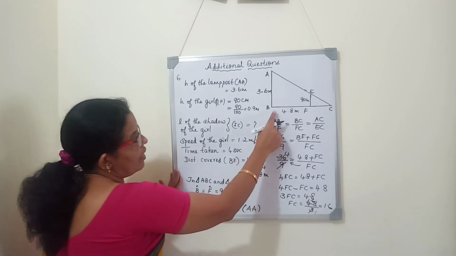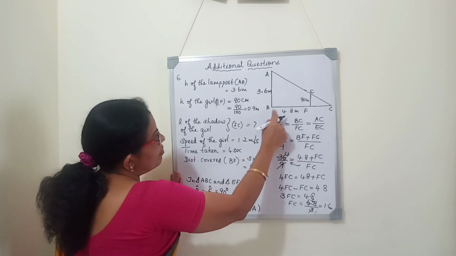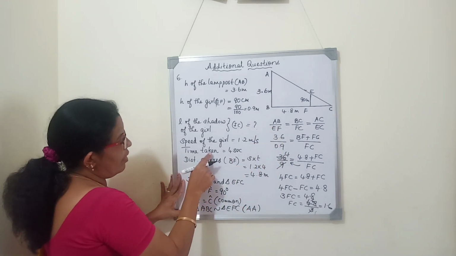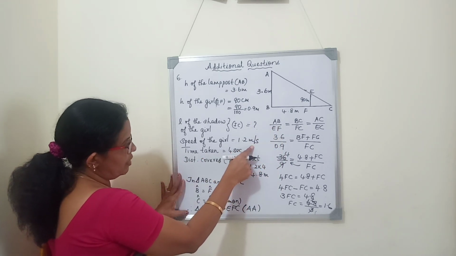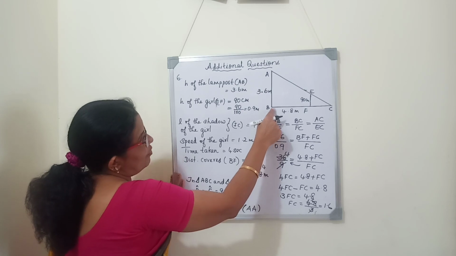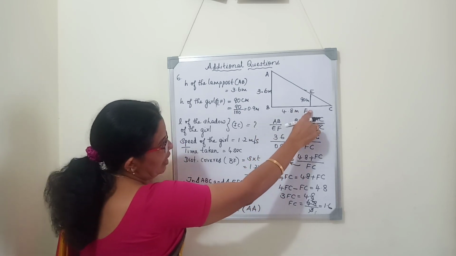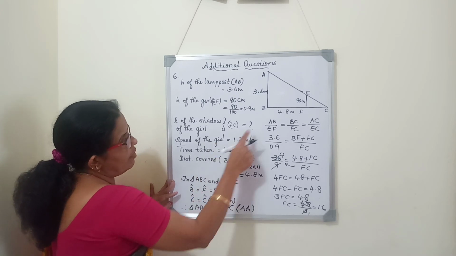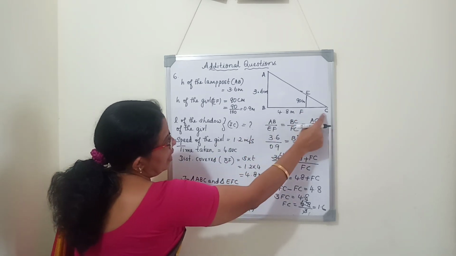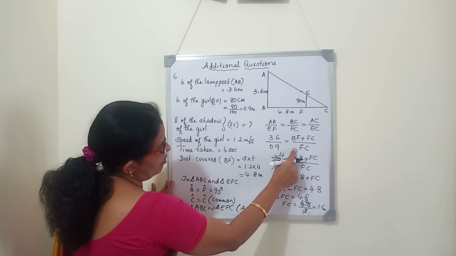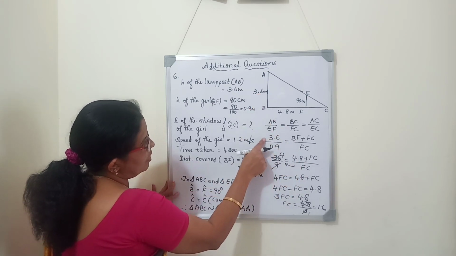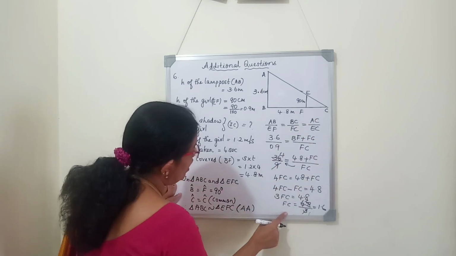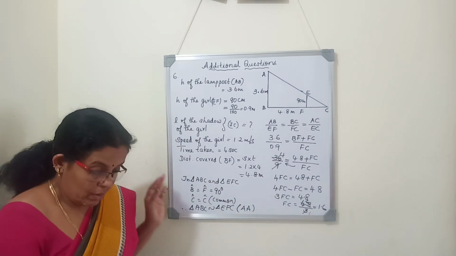So instead of giving the shadow of the lamp post, it is given that the girl is travelling with a speed of 1.2 meter per second from the base of the lamp post, and in 4 seconds she reached here. So this speed is given, time is given, we can find out the distance. BC is BF plus FC, we have to substitute. Height of the lamp post is given, height of the girl is given, we will get the length of the shadow of the girl. That's all for today.